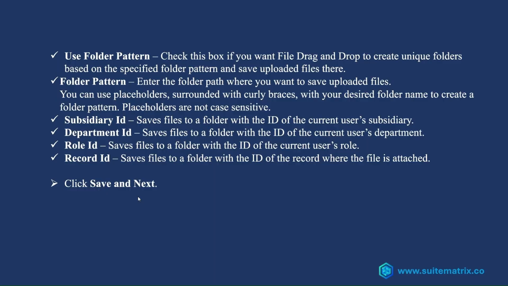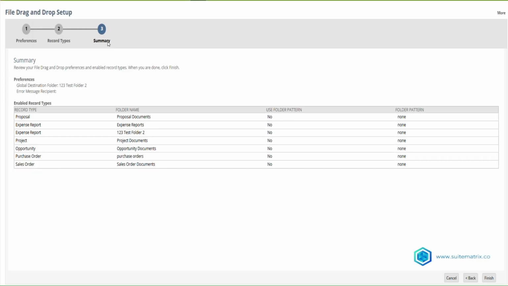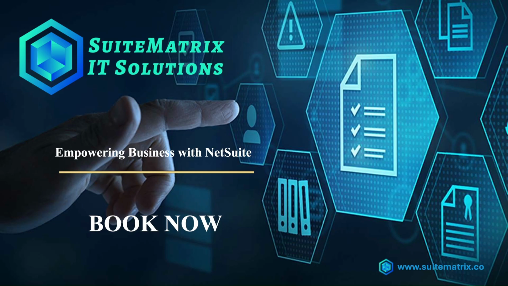Click Save and Next. The summary page displays the preferences you have defined and lists the record types where you have enabled File Drag and Drop. Verify that the preferences you have entered are correct, and then click Finish. Congratulations! You have successfully used the File Drag and Drop feature, a quick and simple method to streamline your workflow and enhance productivity in NetSuite.